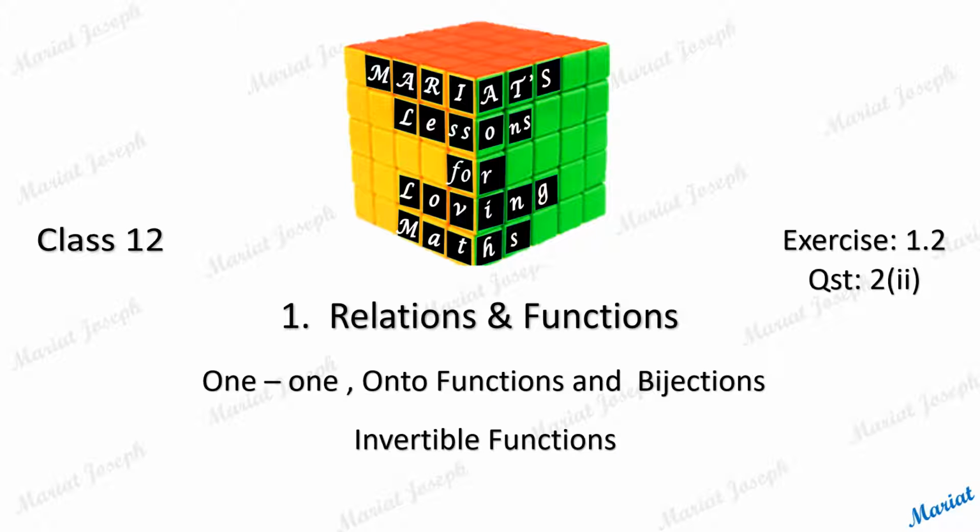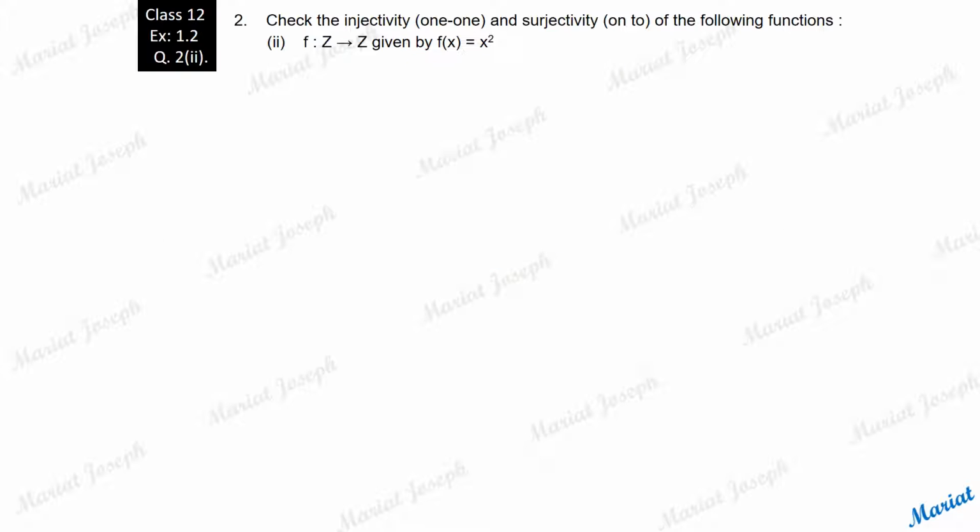Welcome to an example of classifications of functions such as one-one function, onto function, bijections, and invertible functions. Check the injectivity and surjectivity of the following function. f defined from Z to Z given by f of x is equal to x square.